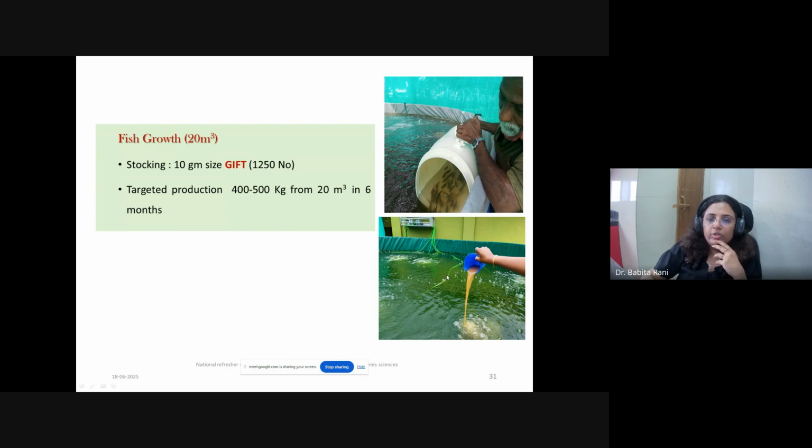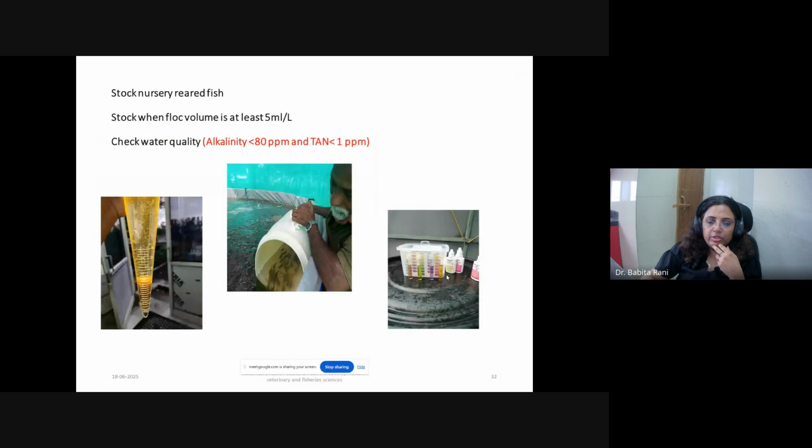The targeted production was 400 to 500 kg, but many farmers got 300 to 350 kg from a 20 cubic meter tank. It was below target, but of course we were able to get 300 to 350, and that is also very good. We are new to this technology, and it is a very good amount because we cannot aim at very high carrying capacity there.